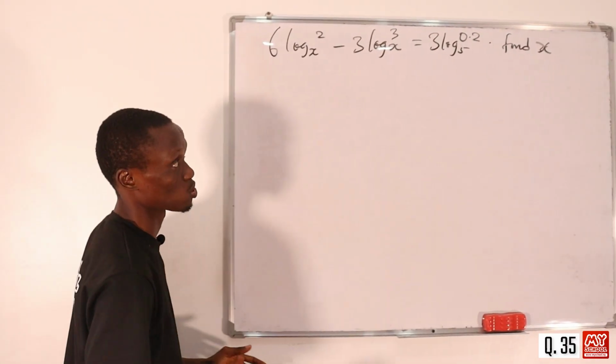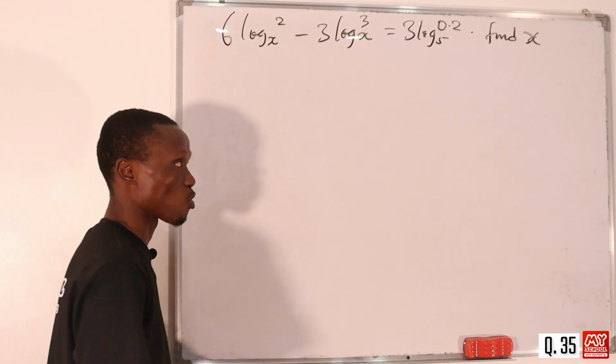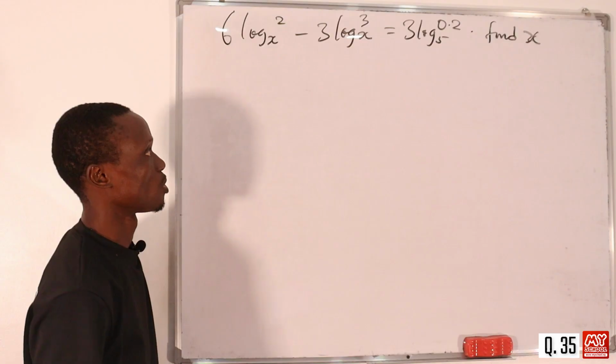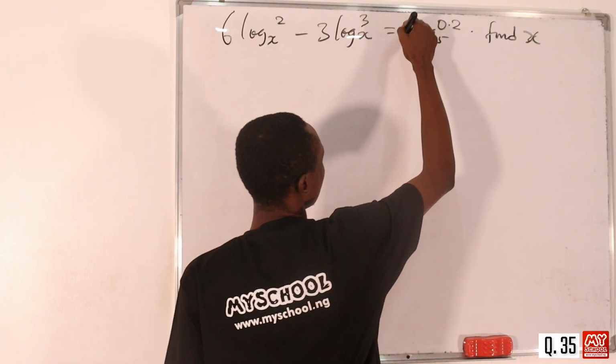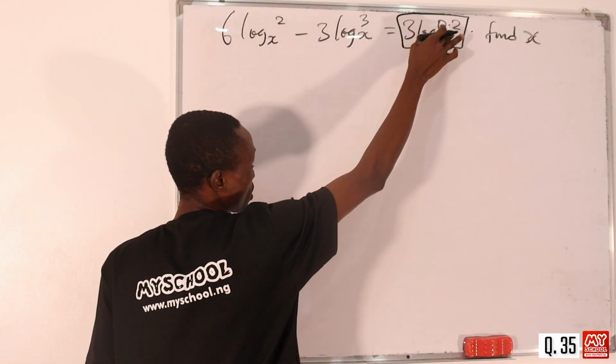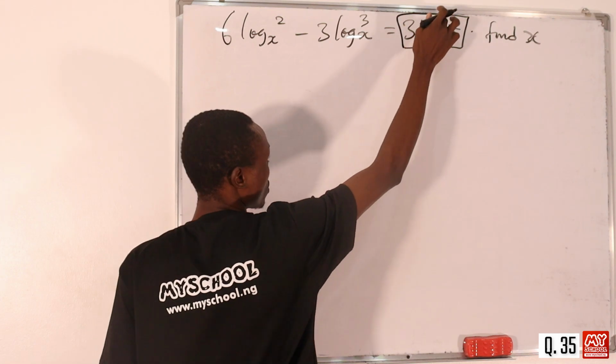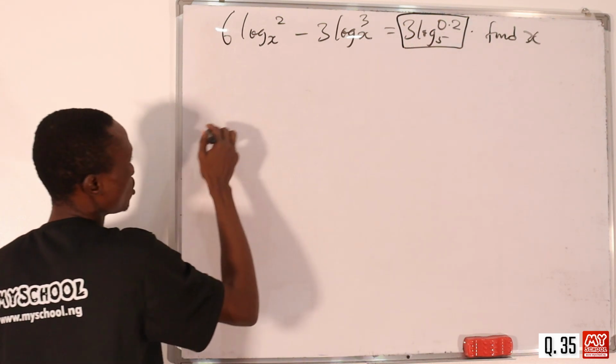To solve questions of this kind, it's important for you to know how to convert from logarithmic form to index form. So first things first, let's calculate for this part. Everything here is complete, there's no unknown, so we can actually get a value for 3 log 0.2 base 5. Let's do that here.